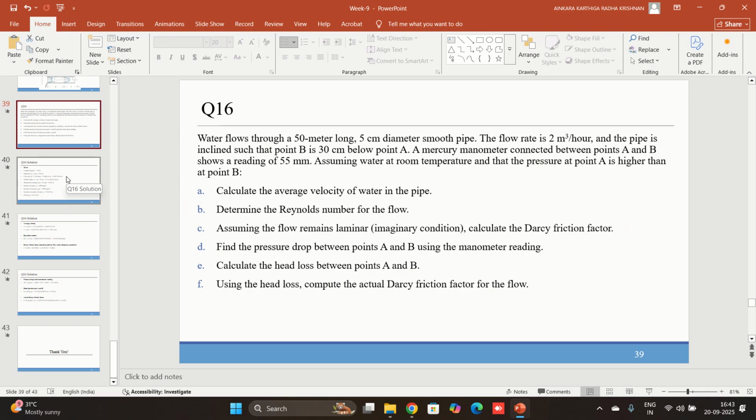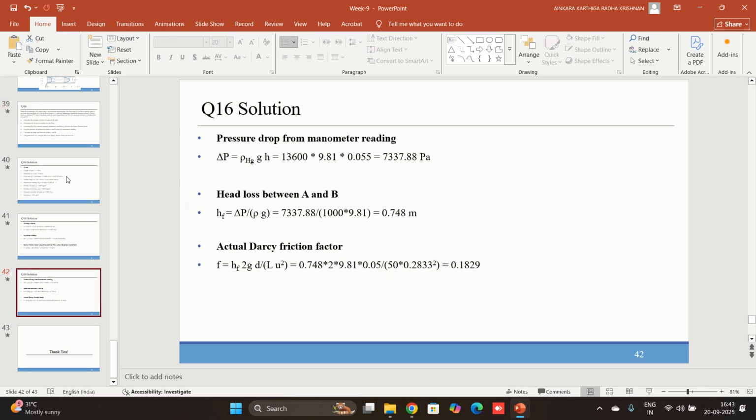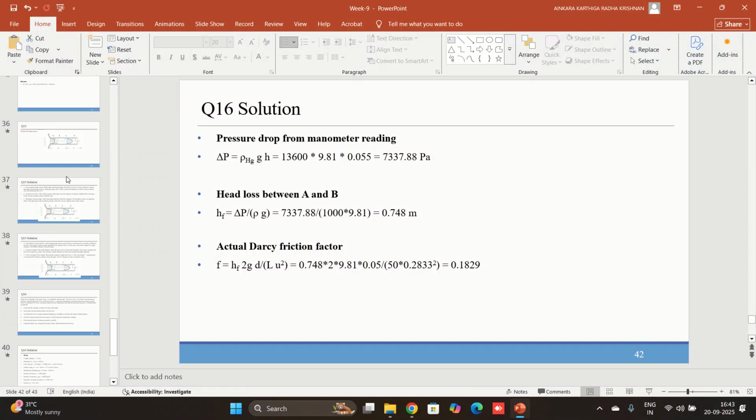And third one, assuming laminar condition, calculate the Darcy friction factor, which we did. And finally we found the pressure drop between points A and B using the manometer reading, again using rho gh with the density of mercury, and the head loss we calculated. Using the head loss we calculated the actual Darcy friction factor for the flow. So this is how we do question 16. It is similar to the last few problems which we saw earlier.